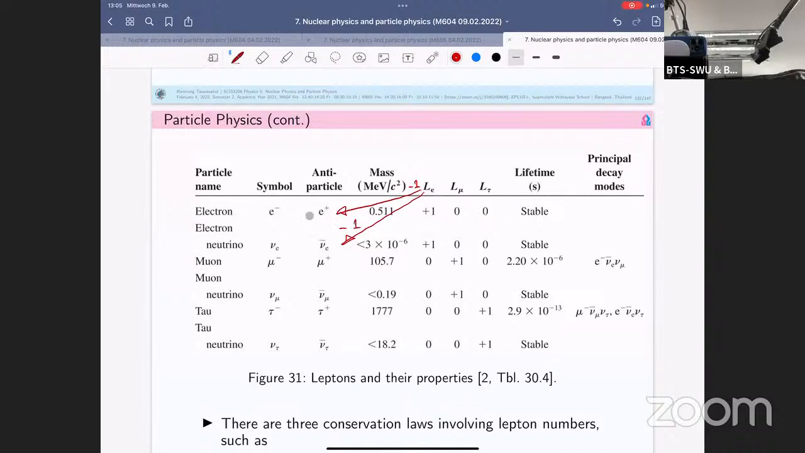But usually they would combine together. It's called the annihilation process, and you get high energy gamma or photon. Let's talk about muon. Muon is denoted by mu minus. Okay, that's a typical muon. Its mass is bigger than electron. Okay, 105 mega electron volt per c square.